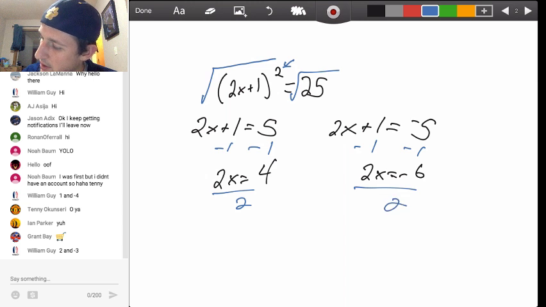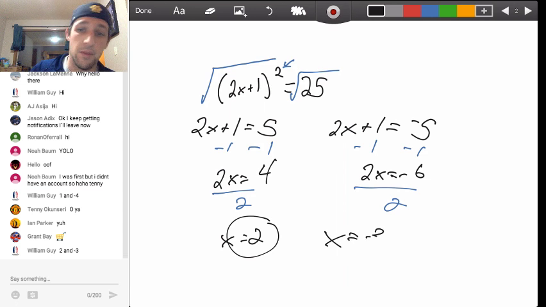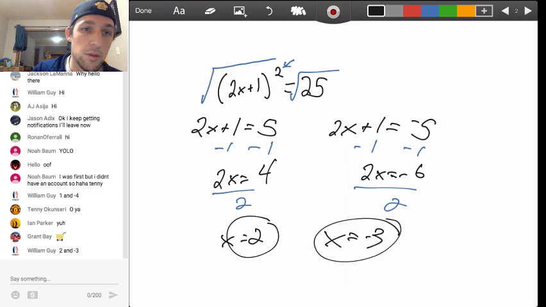and we get x equals 2, x equals -3. Awesome. All right.